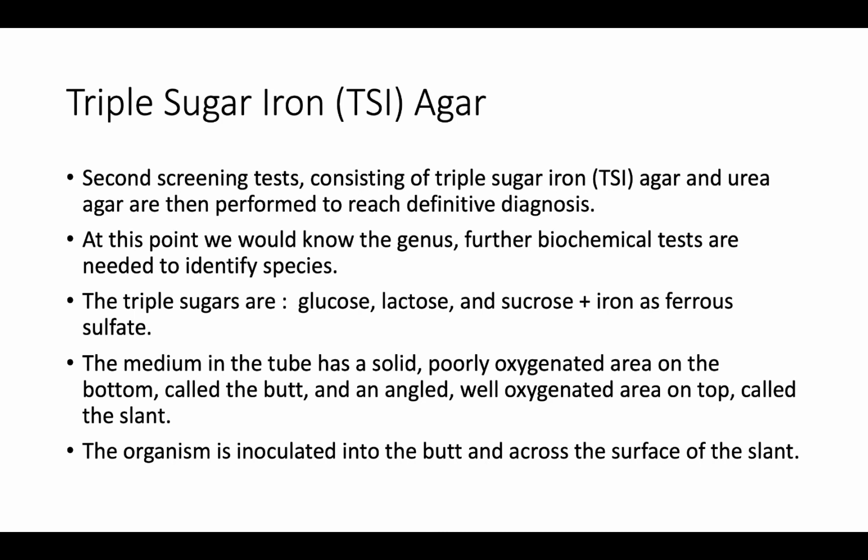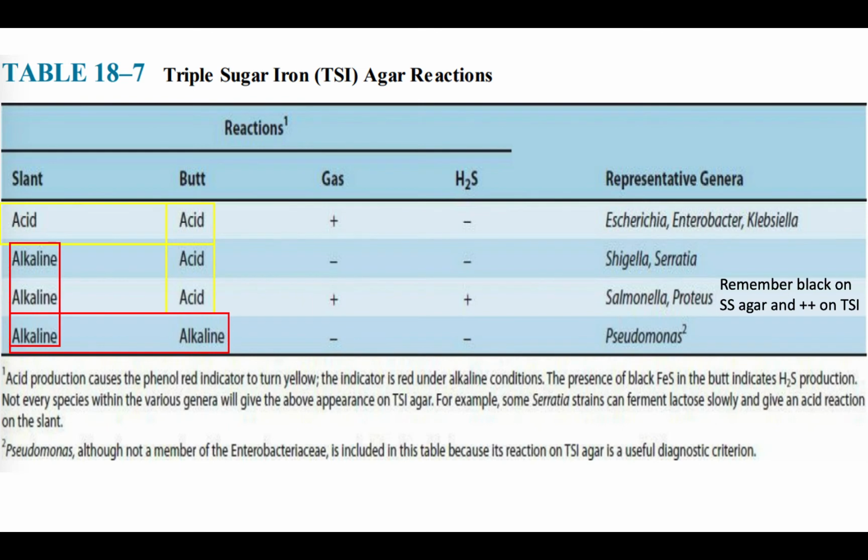The triple sugars are glucose, lactose, and sucrose, plus iron as ferrous sulfate. The medium in the tube, as you know, has a solid poorly oxygenated area at the bottom, which is the butt, and then an angled well-oxygenated area on the top called the slant. The organisms will be inoculated into the butt and then across the surface of the slant. From the triple sugar iron test we can see three main things, depending on how they utilize sugar.